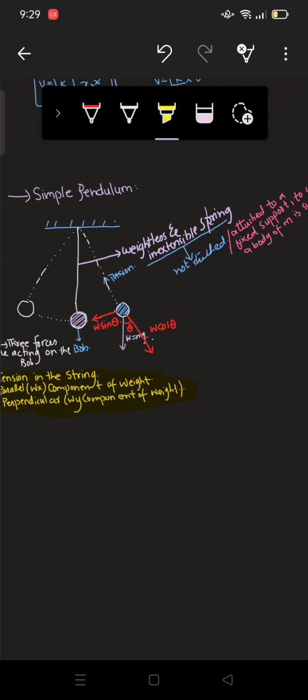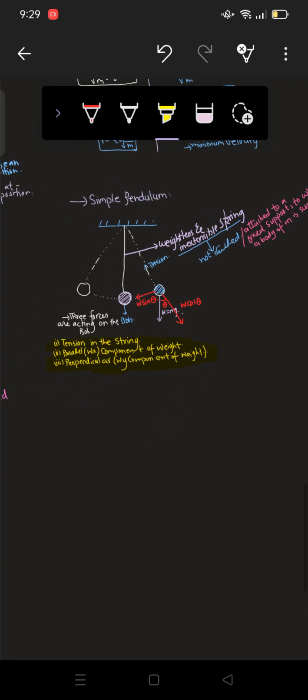This was our first terminology which we learned in the simple pendulum. Second terminology, the mass M which is suspended to the string is what we call the bob. So the mass M which is suspended to the string is what we call the bob, B-O-B, bob.